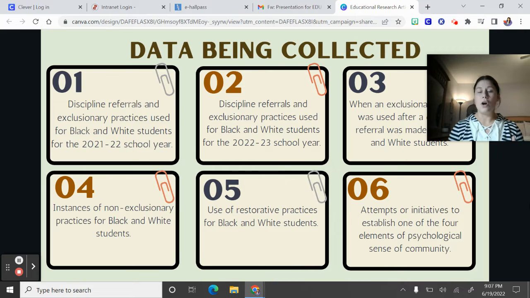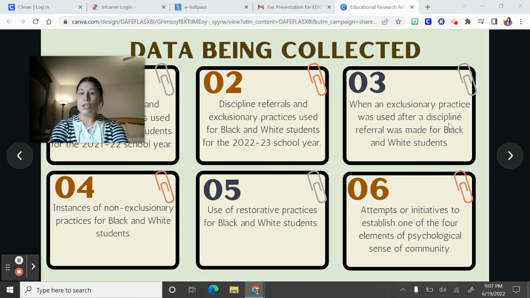The second type of data being collected is discipline referrals and exclusionary practices used for Black and white students for the 2022-23 school year. Third, when an exclusionary practice was used after a discipline referral was made for Black and white students. Fourth, instances of non-exclusionary practices for Black and white students. Non-exclusionary practices are teacher warnings to the student, teacher warnings home to families, stepping in and intervening prior to giving a kid an out-of-school suspension or in-school suspension. Fifth, use of restorative practices for Black and white students. Like proactive, restorative: let's talk about what happened, let's talk about what you could do in the future. It's teaching expected behavior.